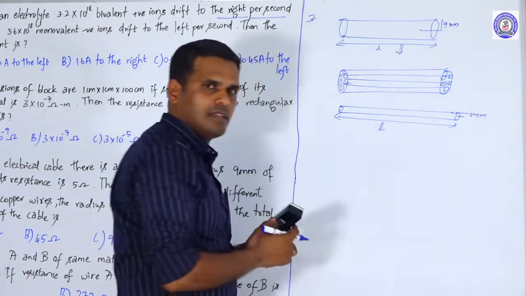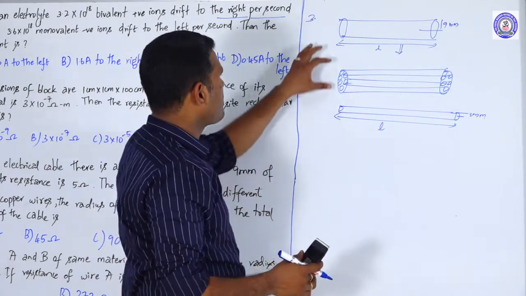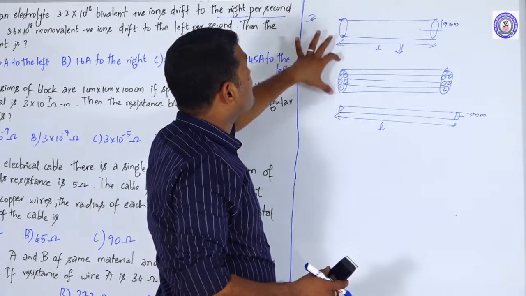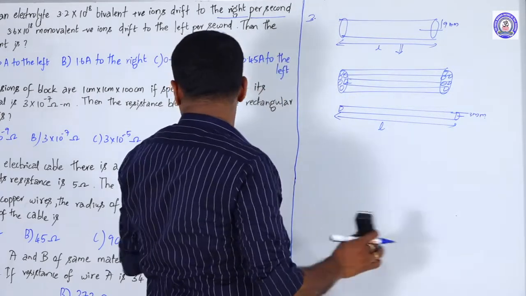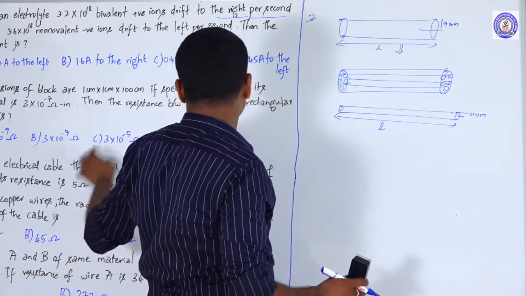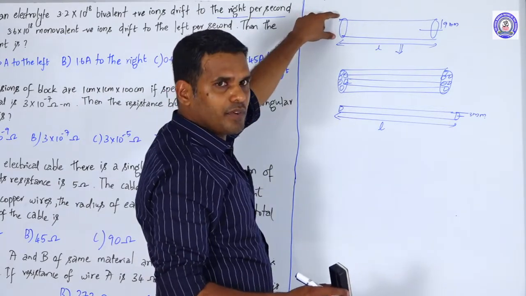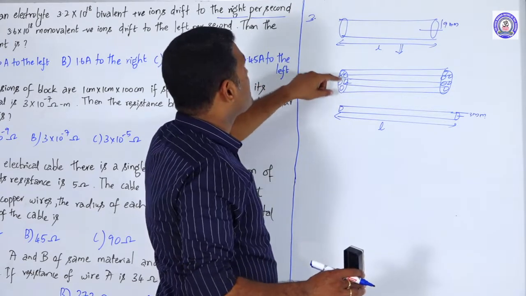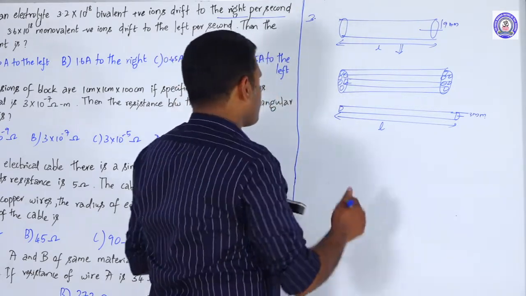So what we can understand is, the length of the cables are the same. This one is replaced by this one. So these two effective resistances are equal. They are asking, the resistance of this particular cable is 5 ohm, and they are asking you to calculate the resistance of this cable having 6 such wires.